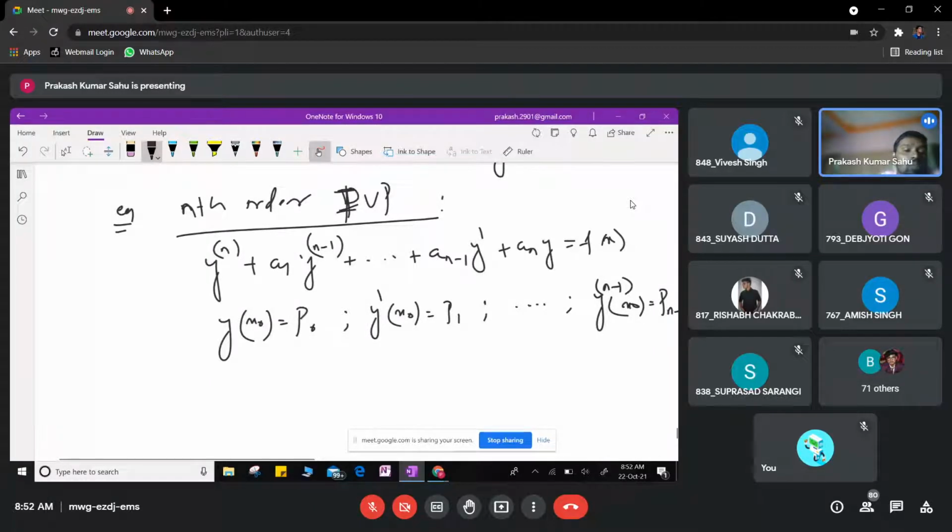So n initial conditions, up to the n minus 1th derivative of y. If it is an nth order differential equation, then initial conditions go up to what? y of x0, y dash x0, y double dash x0, then up to the n minus 1th derivative at x0. That is, if your order is n, the initial conditions go up to order n minus 1, just one previous order. Understood my point? Okay. So this is the initial value problem, and the solution of an initial value problem is a particular solution.